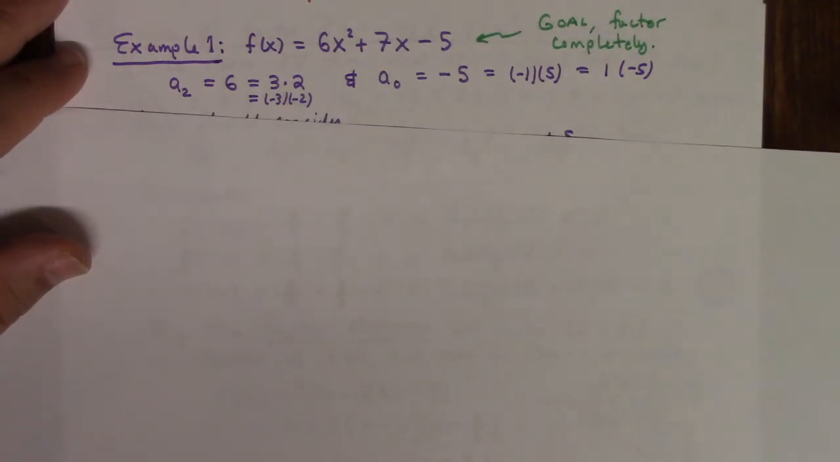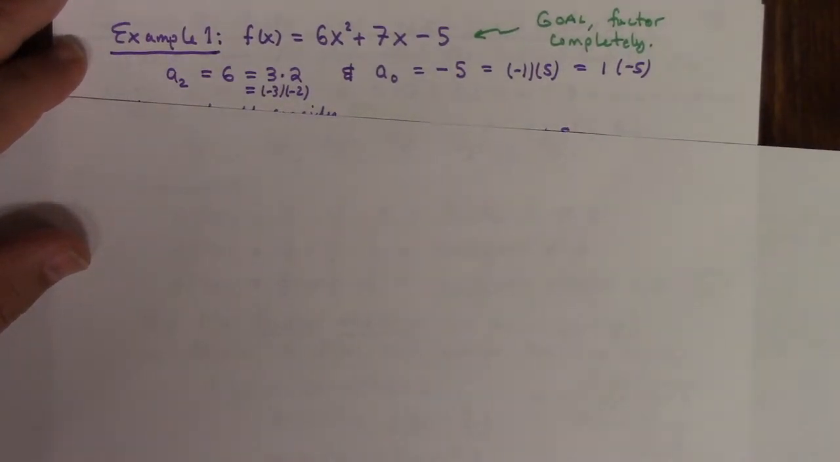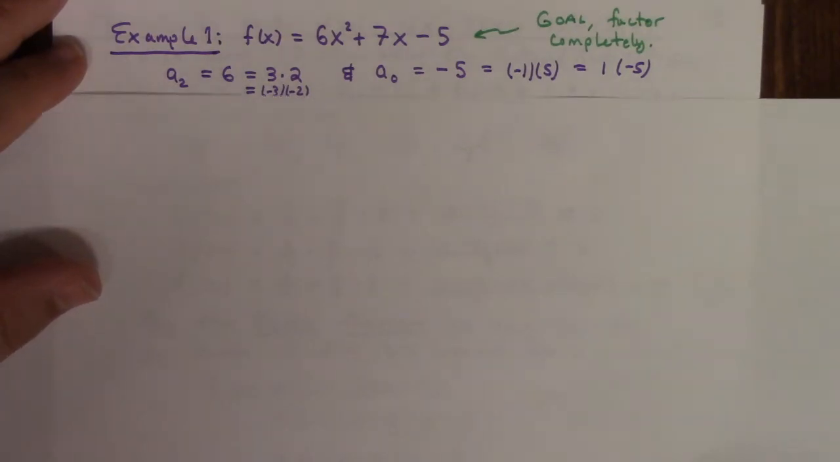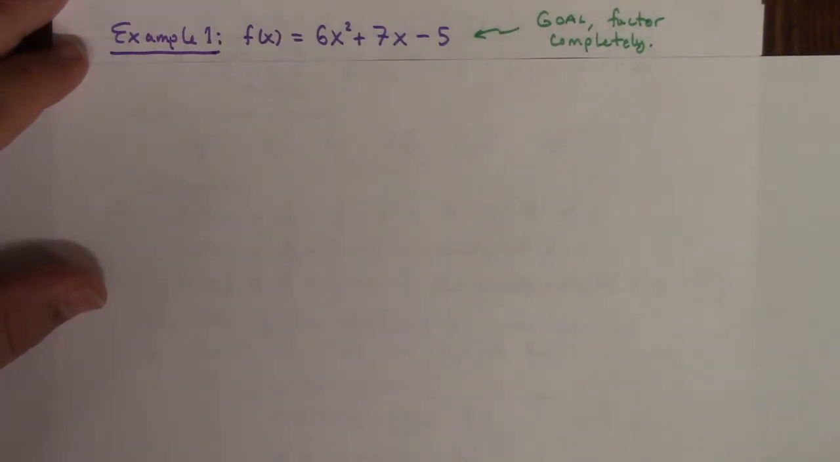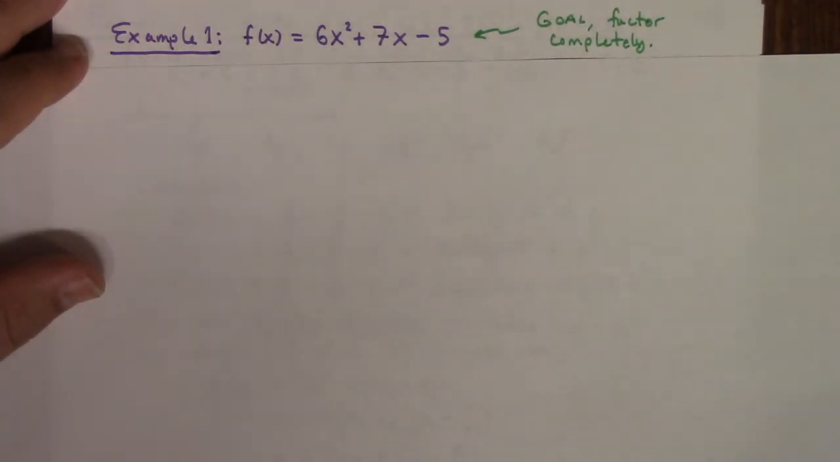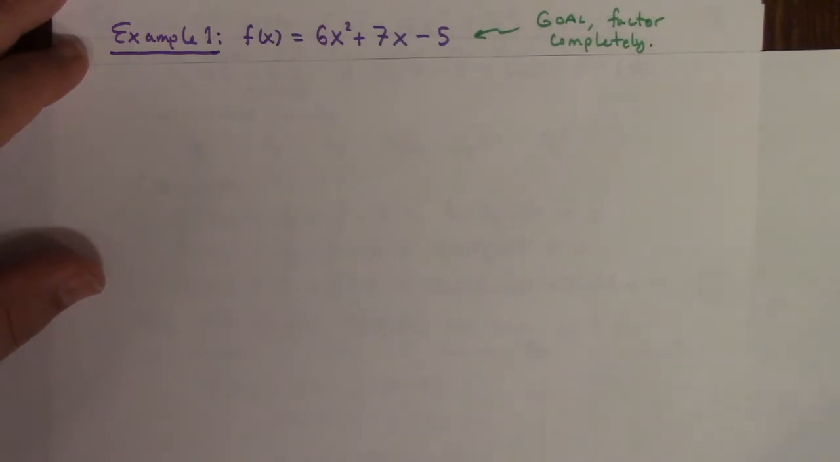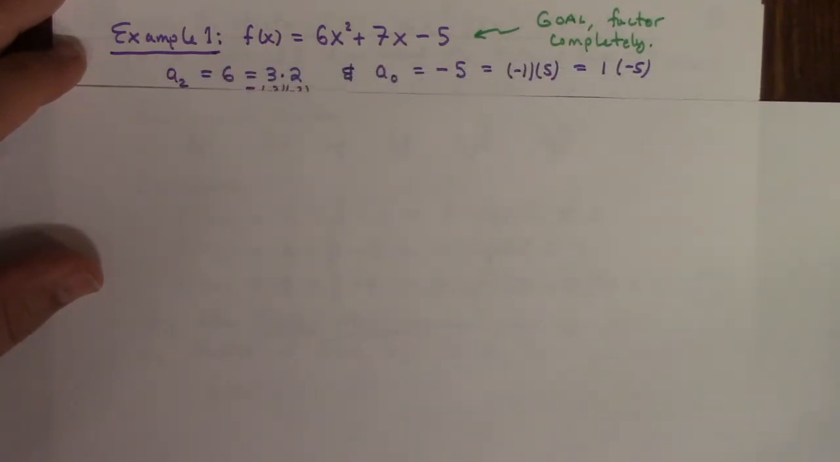Here's an example that's not too interesting really, because we could use completing the square for this one directly, but I'm going to go through the motions and use the rational roots theorem to understand it. So f of x is 6x squared plus 7x minus 5. Our goal is to factor this completely.